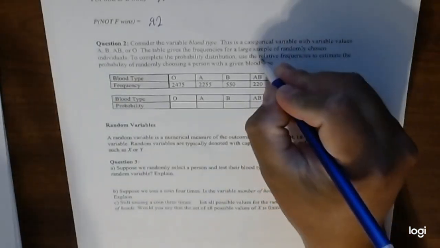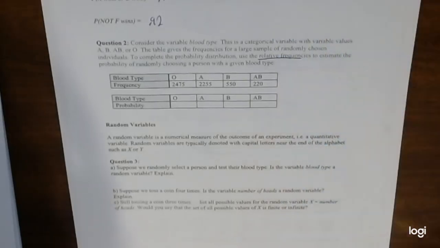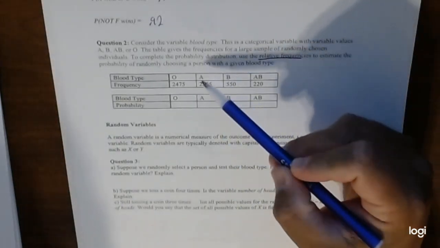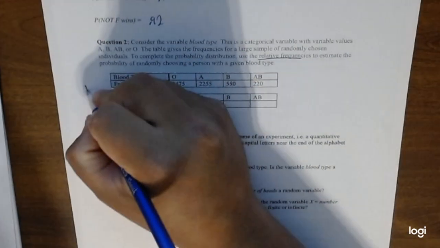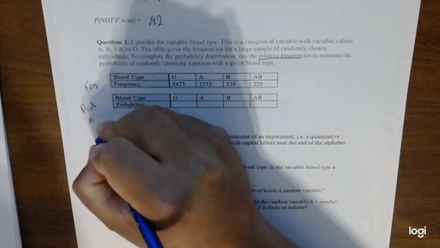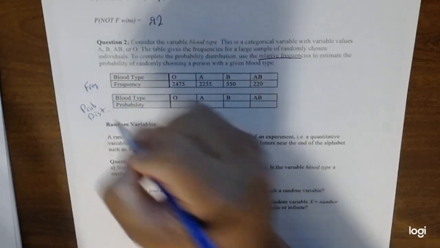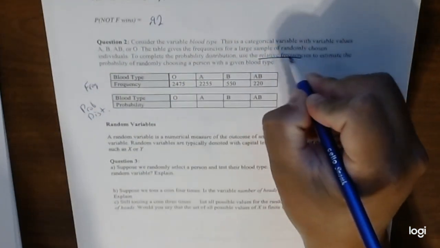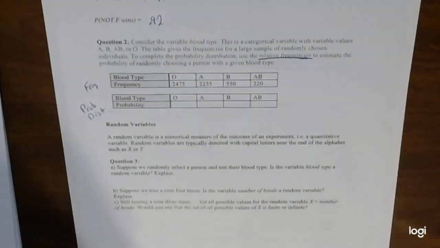Oh, that's interesting, right? This is from your exam. Use relative frequency to estimate the probability of randomly choosing a person with a given blood type. All right, so we actually already know how to do a probability distribution. So this is a frequency distribution. What we want is a probability distribution. Now, believe it or not, it is literally the same thing as just finding the relative frequency. That's it. Just find relative frequency.